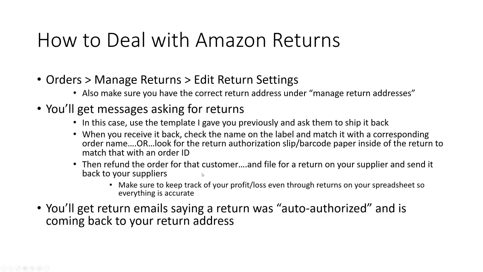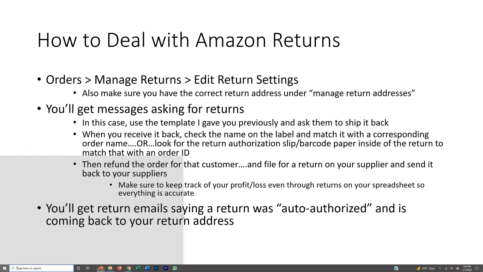Now, how to deal with Amazon returns. Okay, so with Amazon returns, the way that you get there is in your Seller Central. You want to go to Orders, Manage Returns, Edit Return Settings. Also, you want to make sure that you have your correct return address under Manage Return Addresses. So let me show you that.